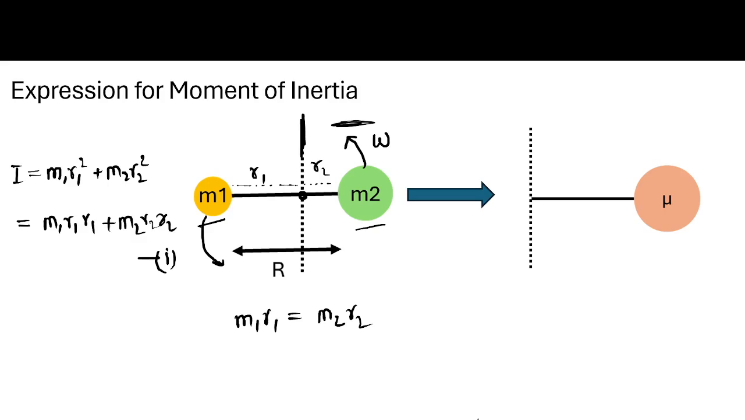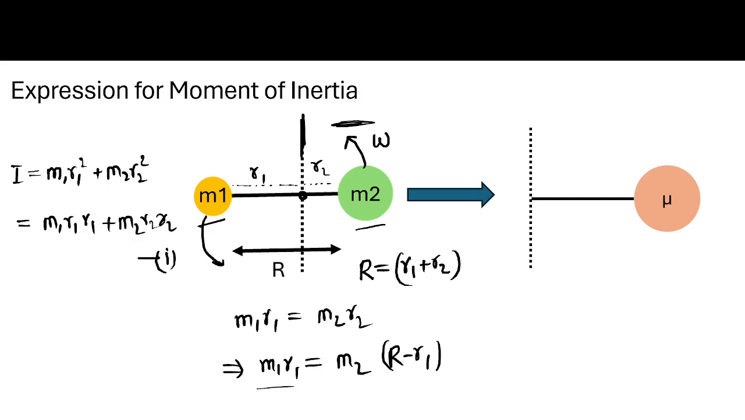So this capital R is the summation of r1 plus r2. So we can write m1 r1 equal to m2 r2, and this r2 we can simply write as R minus r1, and substitute here. I'm not going to do the calculation in detail, because this calculation is already done in the lecture note. So finally, using this calculation we got this moment of inertia.